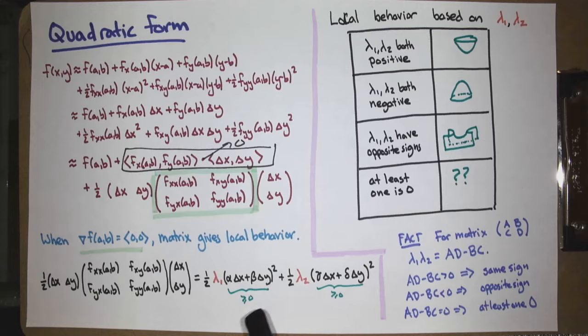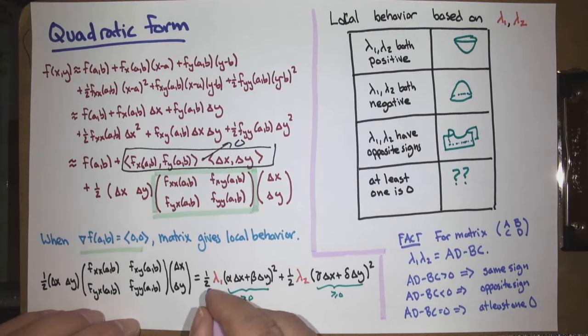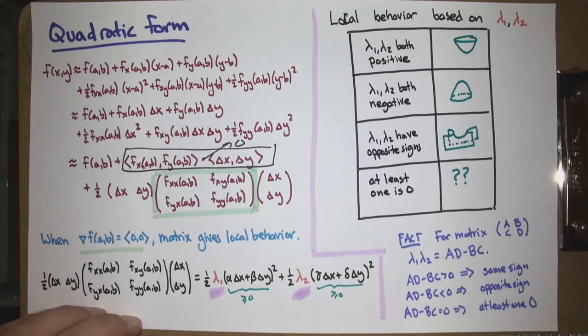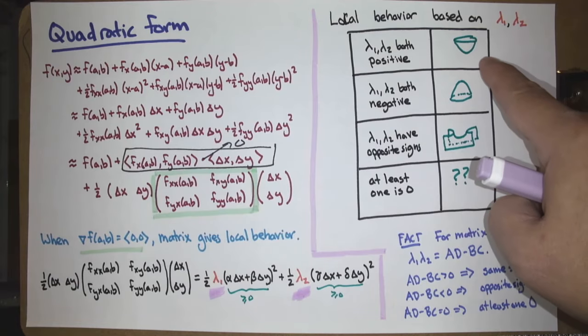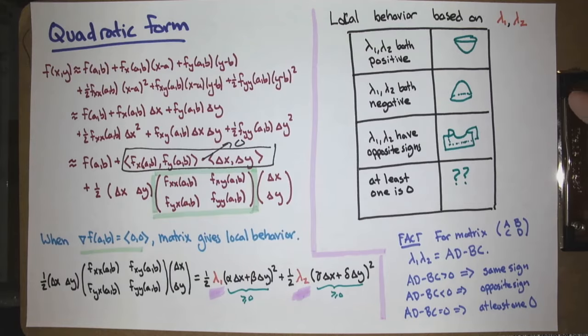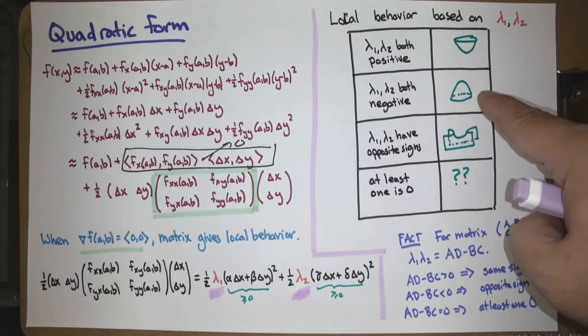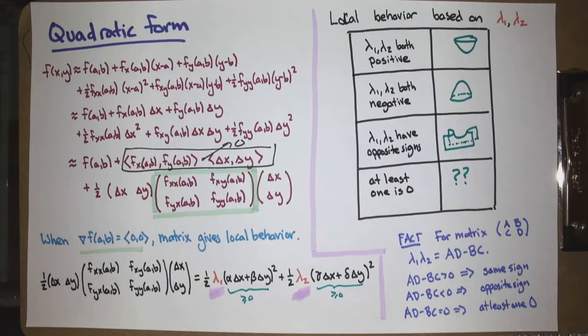And you can rewrite this as a combination of this number lambda 1 times something squared plus lambda 2 times something squared. Now the nice thing about squares is they're always positive. So the local behavior comes down to what happens with these two numbers. If they're both positive, then everything's going up. You look like a bowl that will hold water. If they're both negative, everything is going down. That's a bowl that doesn't hold water.